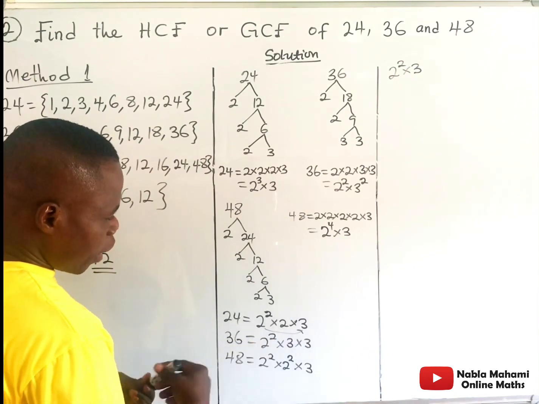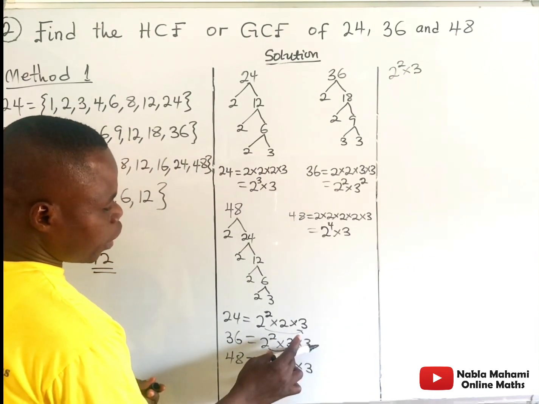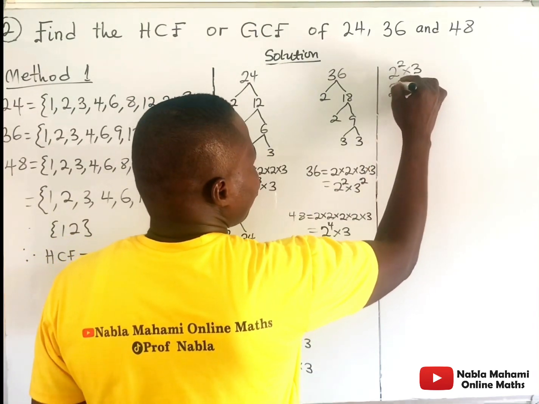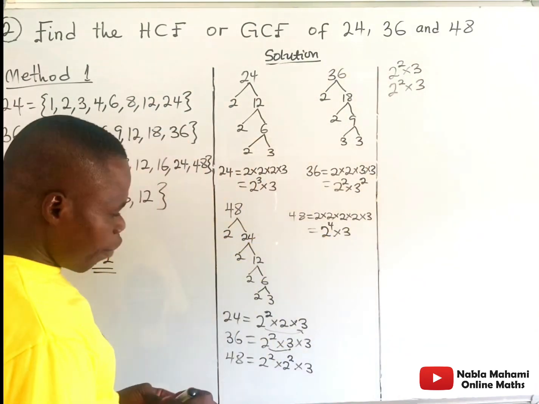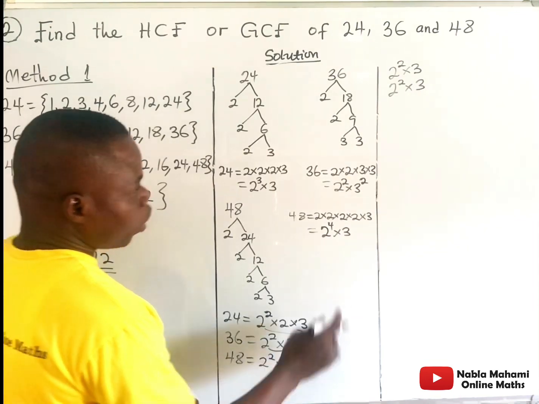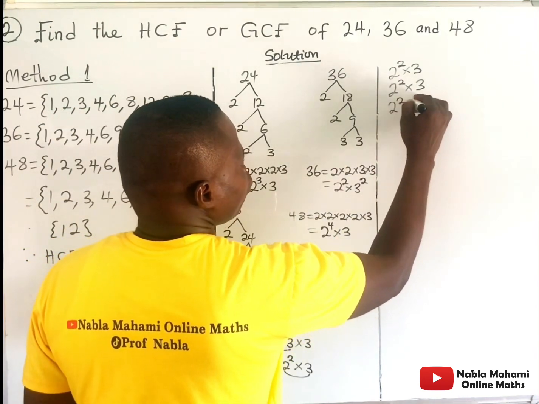Here too I can take this one and this, they are also the same. That means that here I've left only this. Here too I'm leaving this. That one too will be 2 to the power 2 times 3. Then if I come here, I can pick this, leave this one, because this one will be my common. That will be 2 to the power 2 times 3.